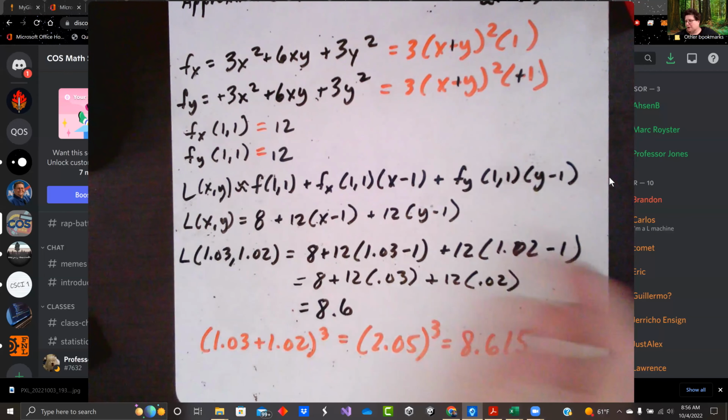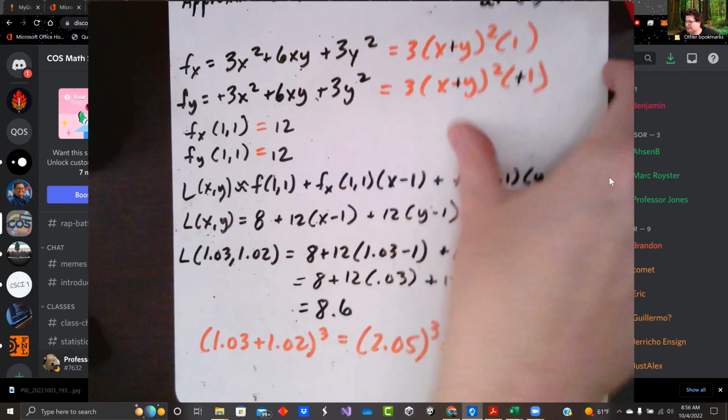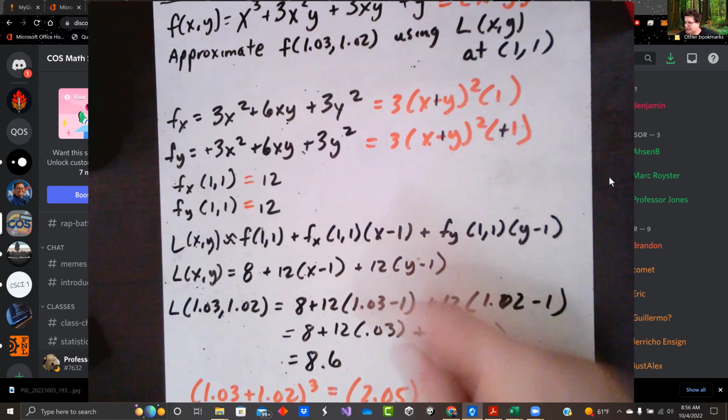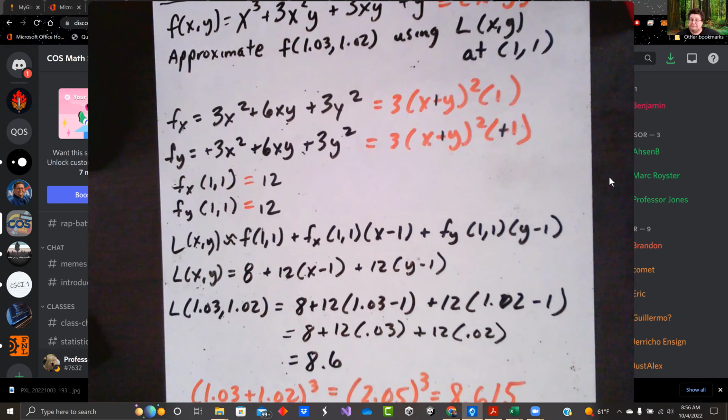This actually would have worked well with the x minus y cubed too, but it takes away all the work here. But the accuracy of it is pretty good.